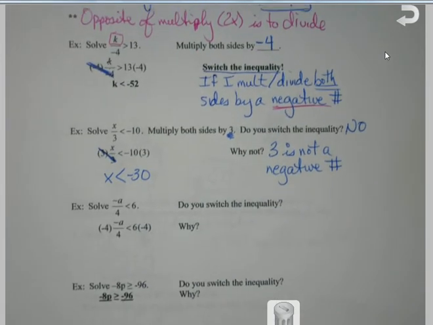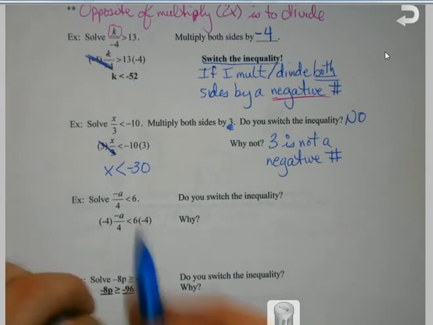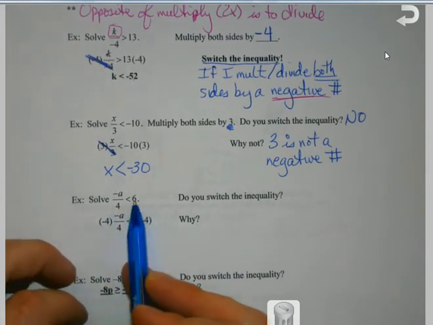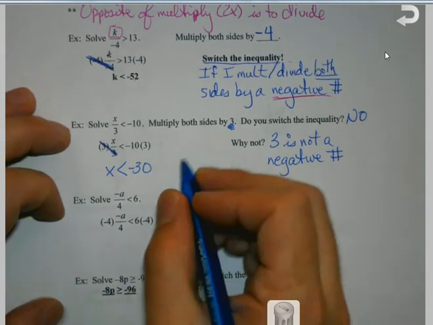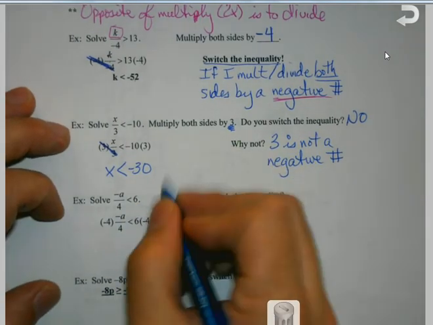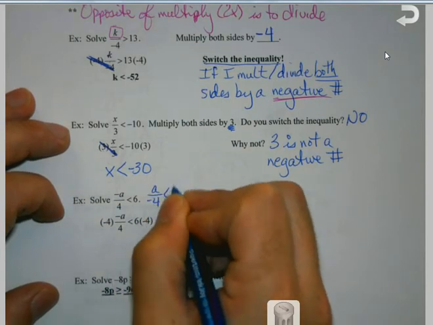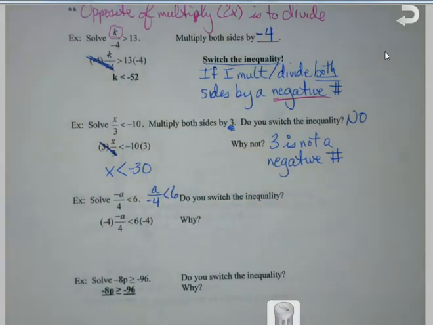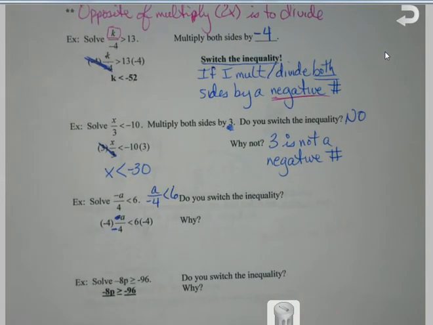So let's kind of reinforce that here. Now here's one thing I want you to do on this next one. Negative a over 4 is less than negative 6. I don't like the way this is set up. We're going to change this a little. We're going to change this into a over negative 4 is less than 6. You're like, well, why are you moving that? Because I want the negative or positive on my number. It's going to make this easier. So we're going to move the negative here and wipe that out.